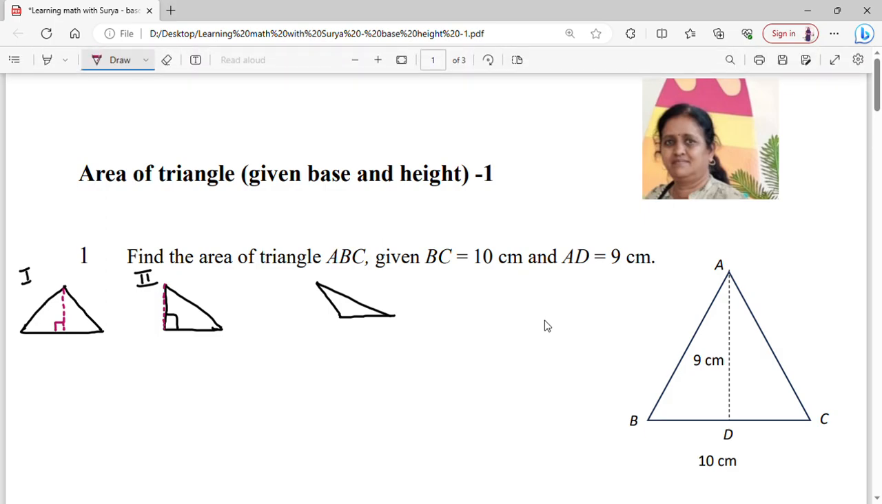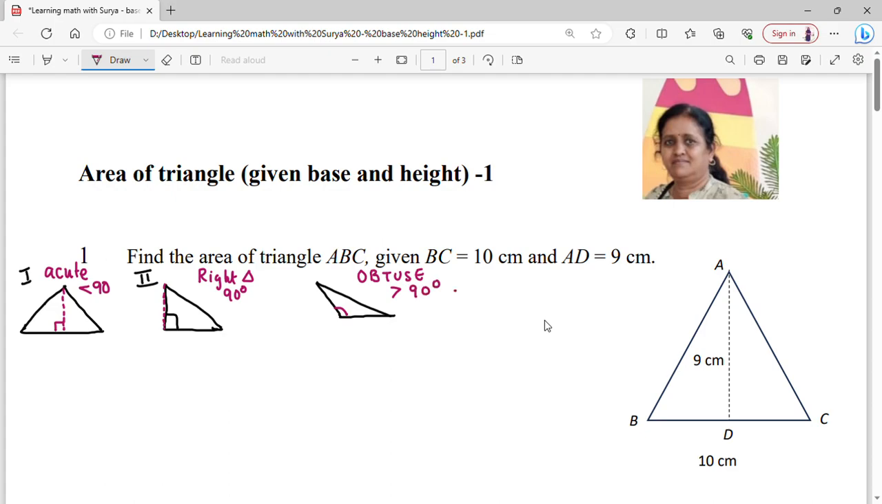Now triangles can be of three types. This is an acute angle triangle, where all the angles are less than 90. And this is a right angle triangle, where one angle is 90 degrees. And this is an obtuse angle triangle, where one of the angles is greater than 90 degrees.